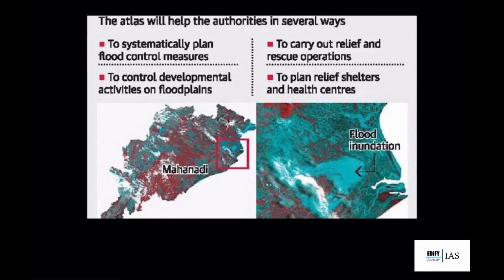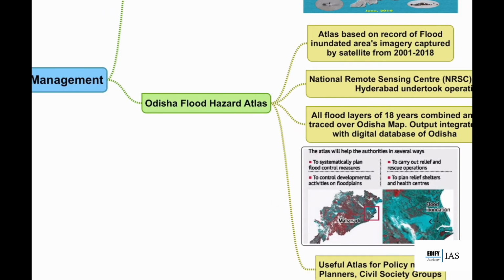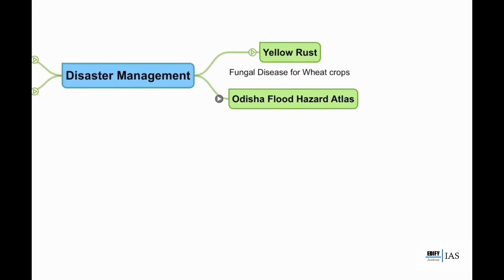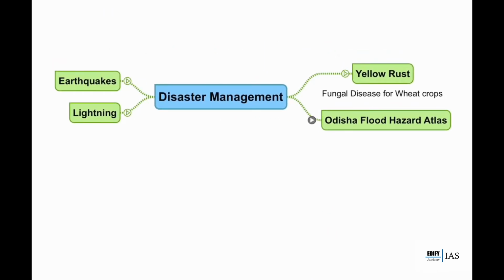Now, this atlas will also help authorities in several ways to systematically plan out flood control measures, to control developmental activities on floodplains, to carry out relief and rescue operations, and to plan relief shelters and health centers. Okay, as you can see, the Mahanadi river here has been plotted, and you can see the flood inundation on the image, right? So this is the Odisha flood hazard atlas, a very helpful initiative by the government indeed.